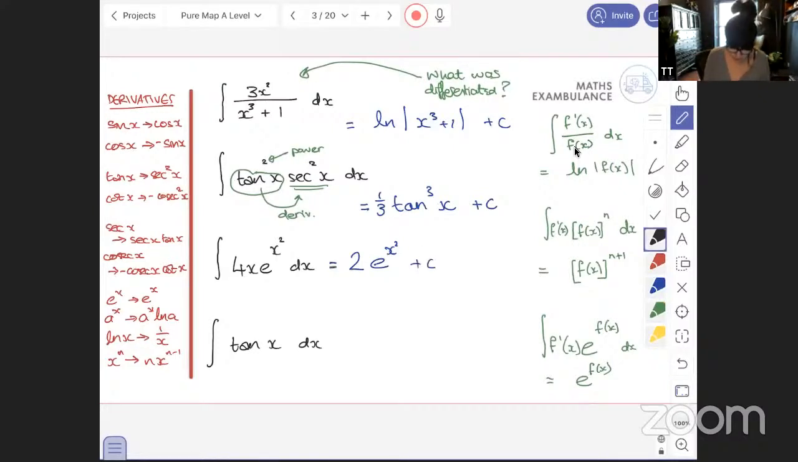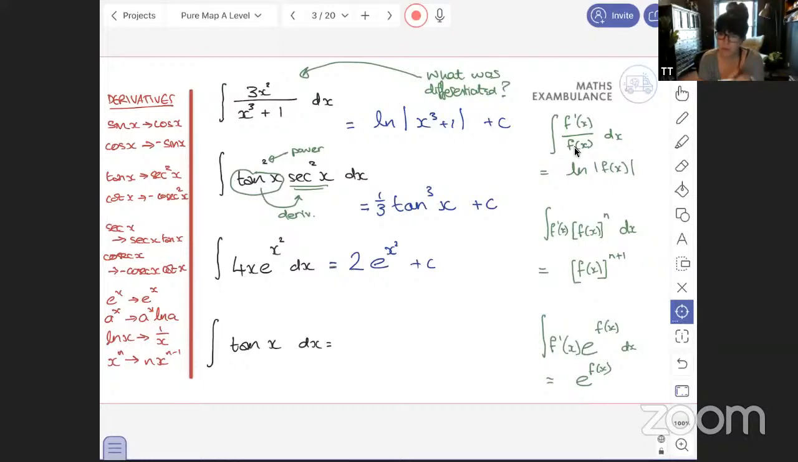Okay, now this one doesn't look like it's any of those 3, does it? But it is. This one is. There's 3 main structures to look out for. A fraction, where the derivative of the bottom is on the top, something to a power, and then e to something with the derivative at the top. But it's always about being able to see that derivative. So knowing that the chain rule has been done.